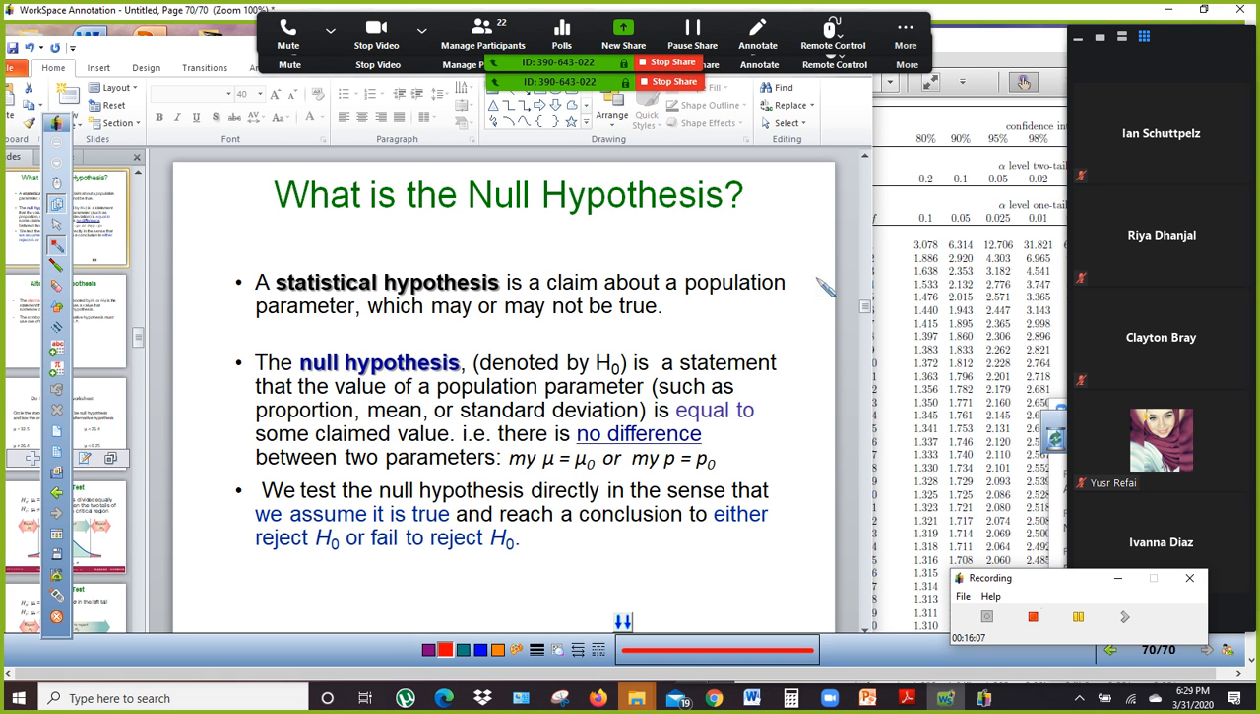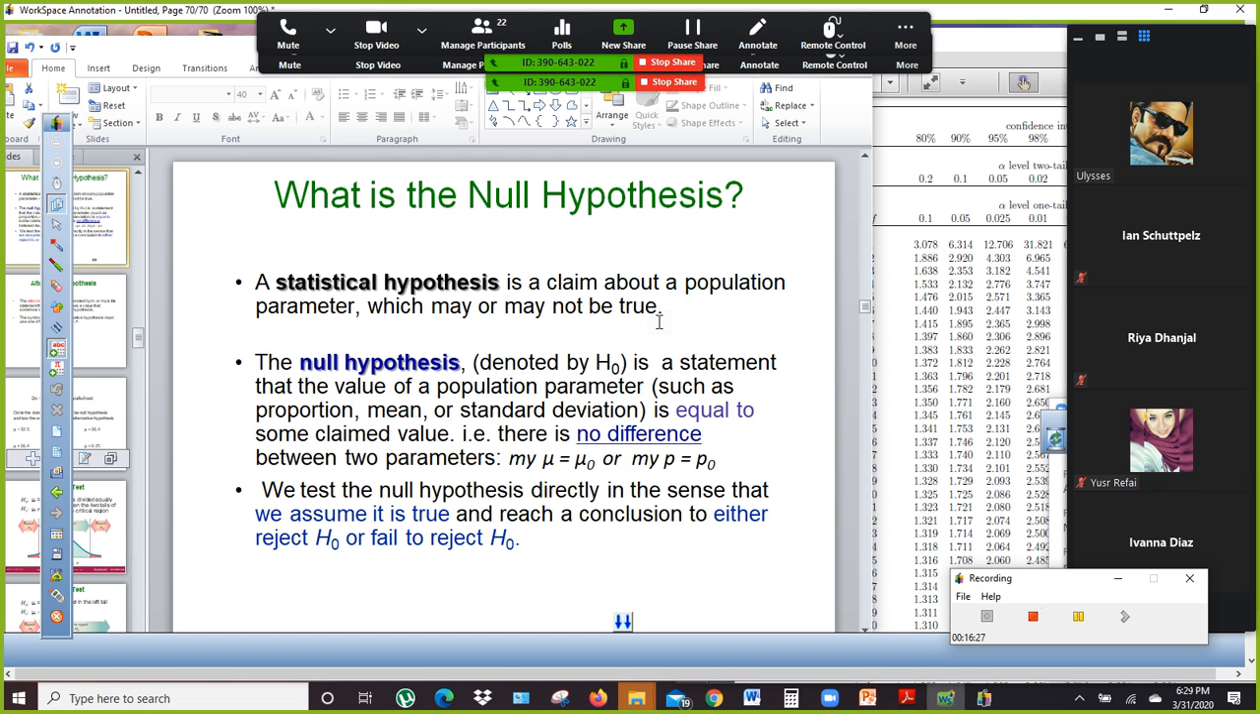A statistical hypothesis is a claim about a population parameter, which may or may not be true. The null hypothesis, denoted by H naught, is a statement that the value of a population parameter, such as proportion, mean, or standard deviation, is equal to some claimed value. Example: there is no difference between 2 parameters.